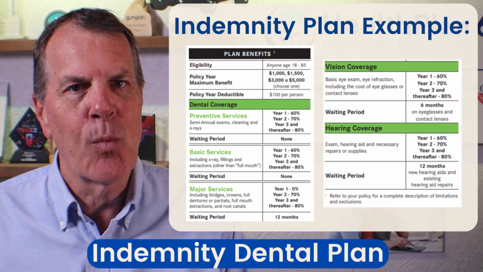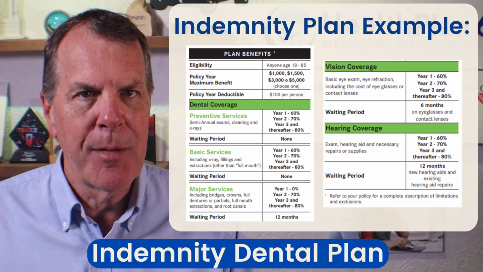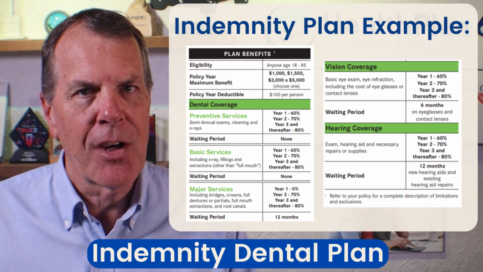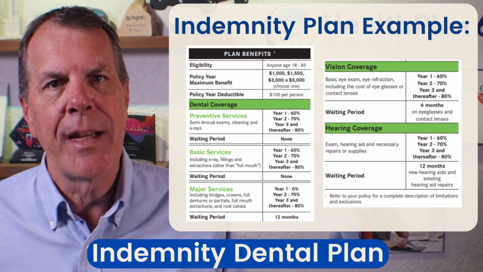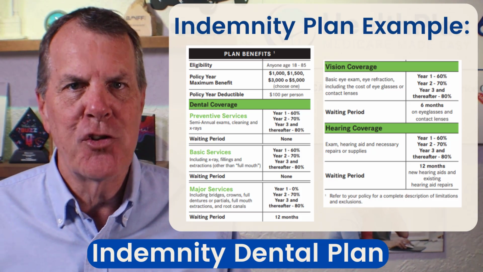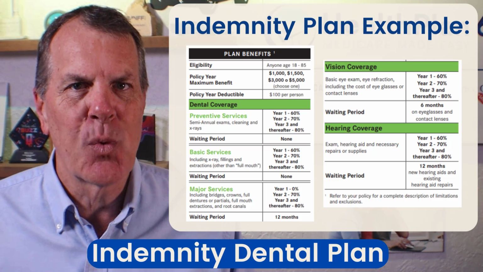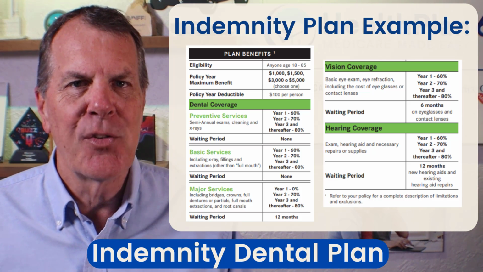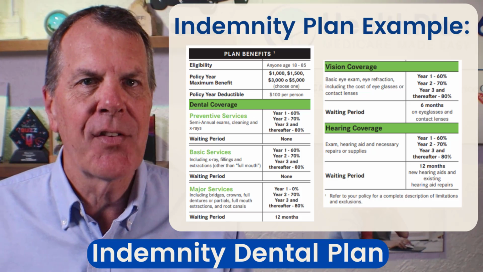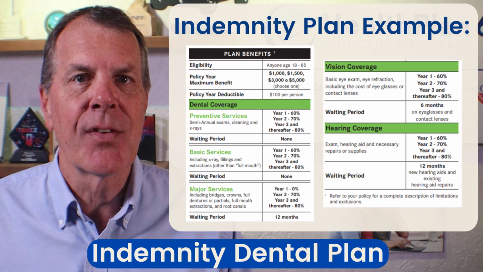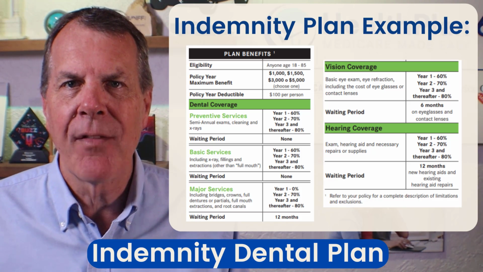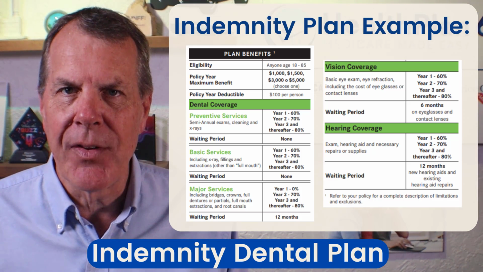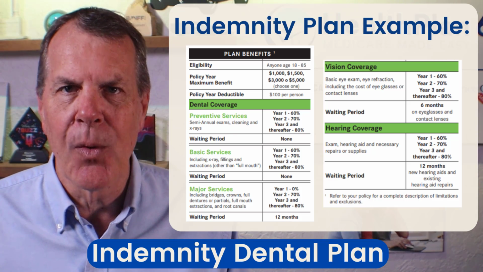Now, something to understand with dental plans, like this indemnity plan and the PPO plan I'll talk about in just a second, is they almost always have a 1-year waiting period. So you can't just jump into a dental plan and have major work done. There's generally a 1-year waiting period where it does have coverage for basic services, checkups, cleanings, cavities, things like that, but it won't have coverage for major services like crowns or bridges or things like that.